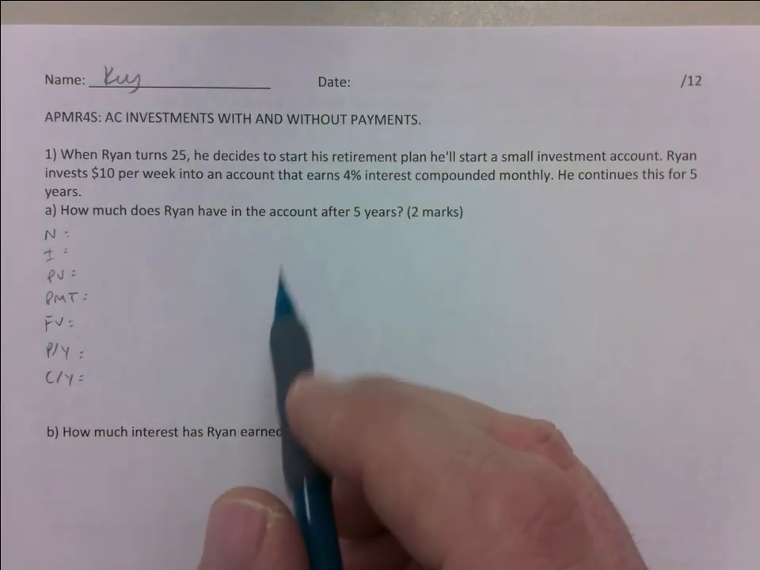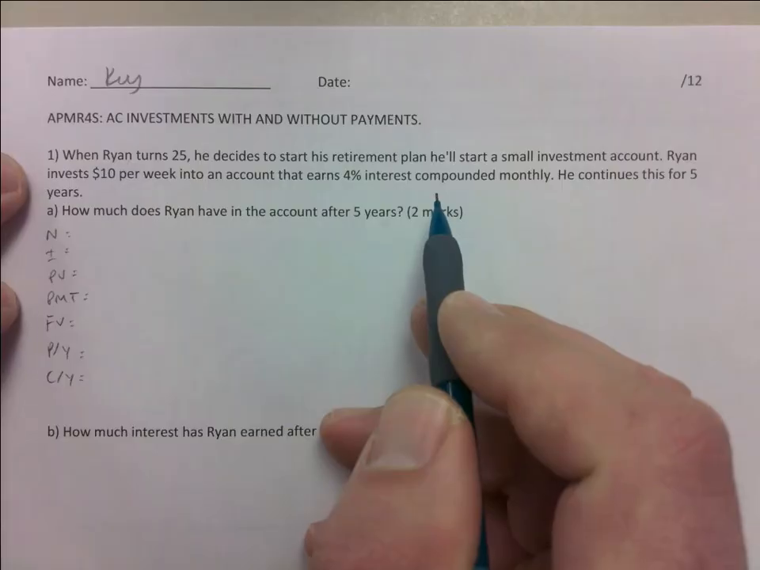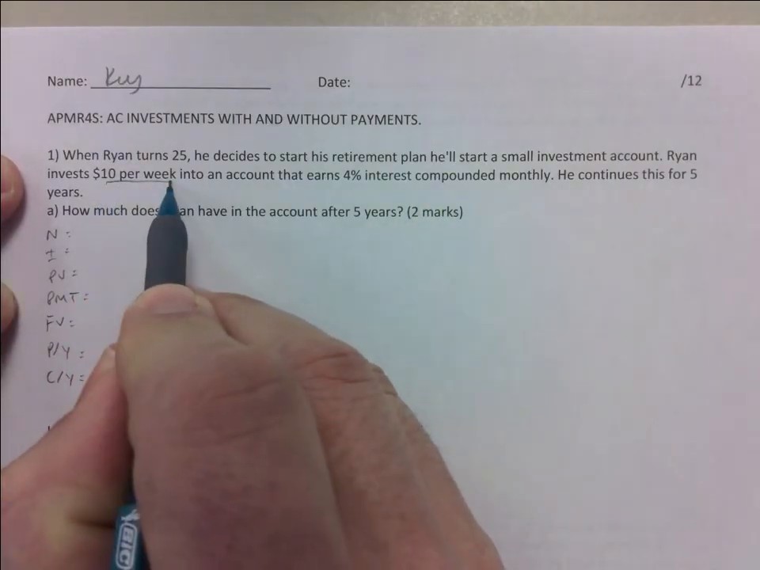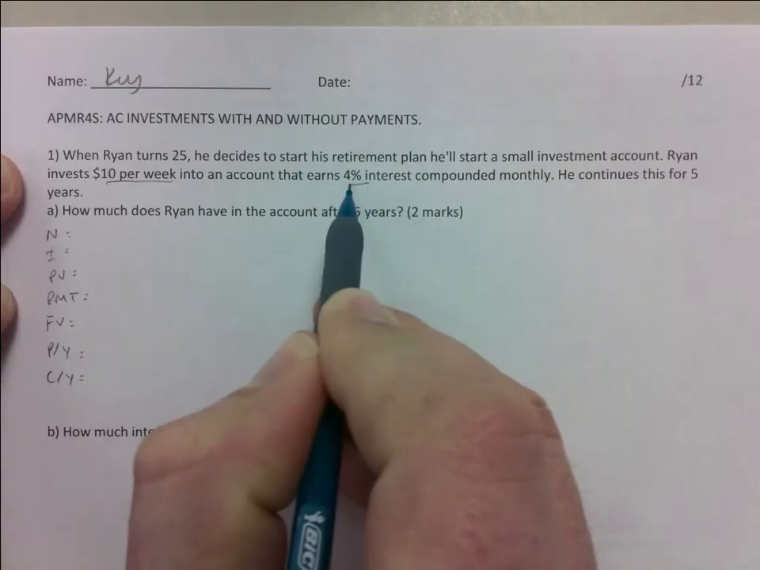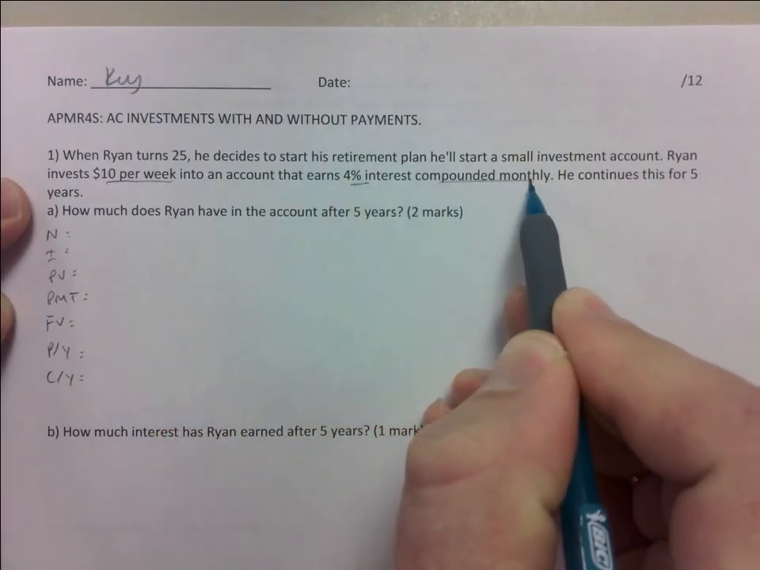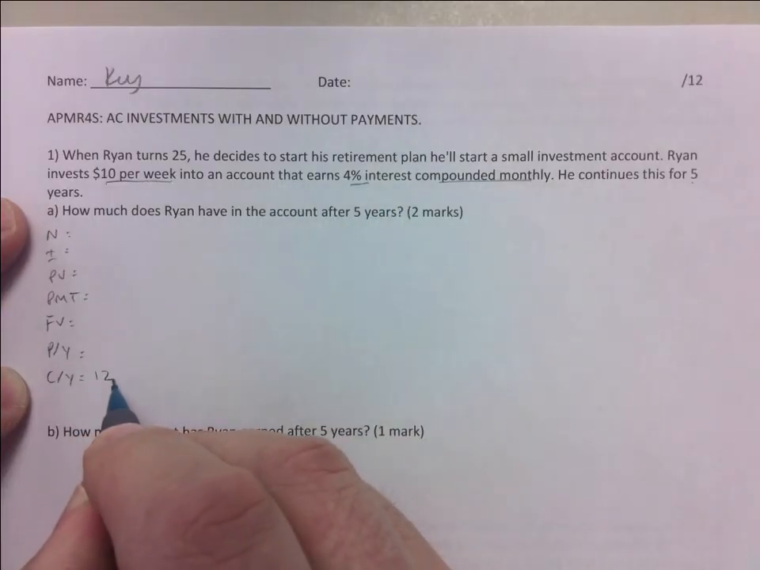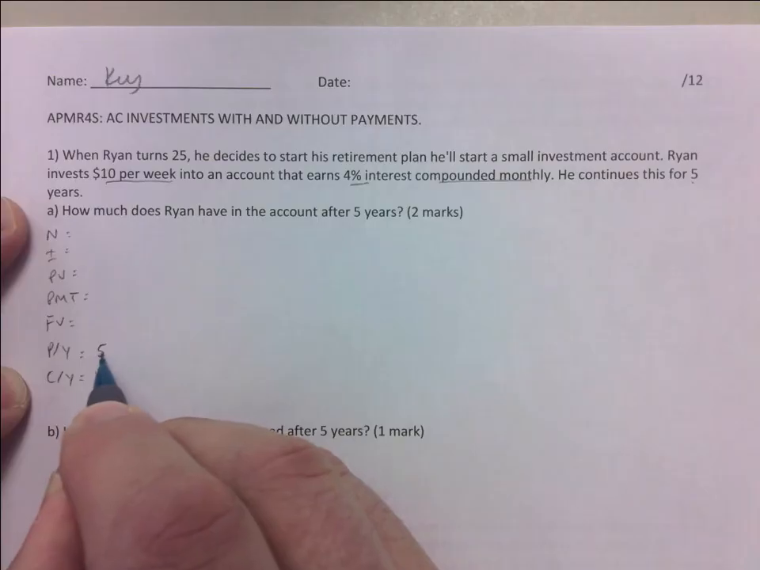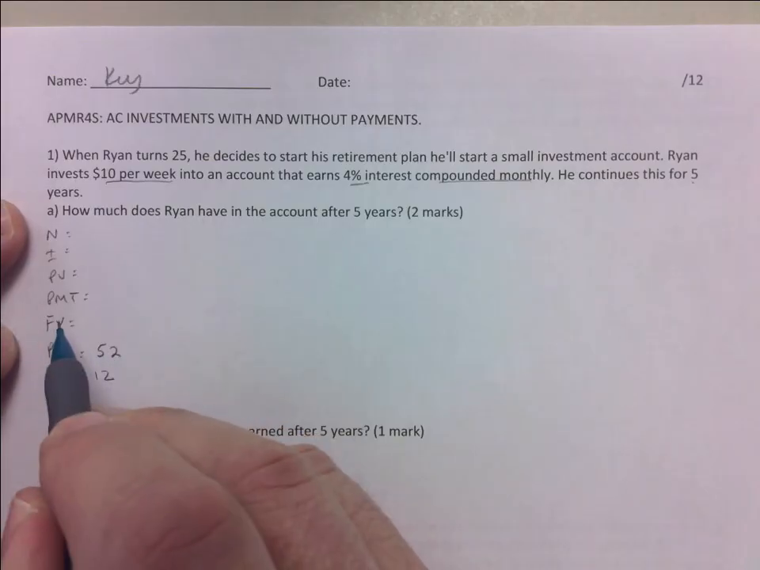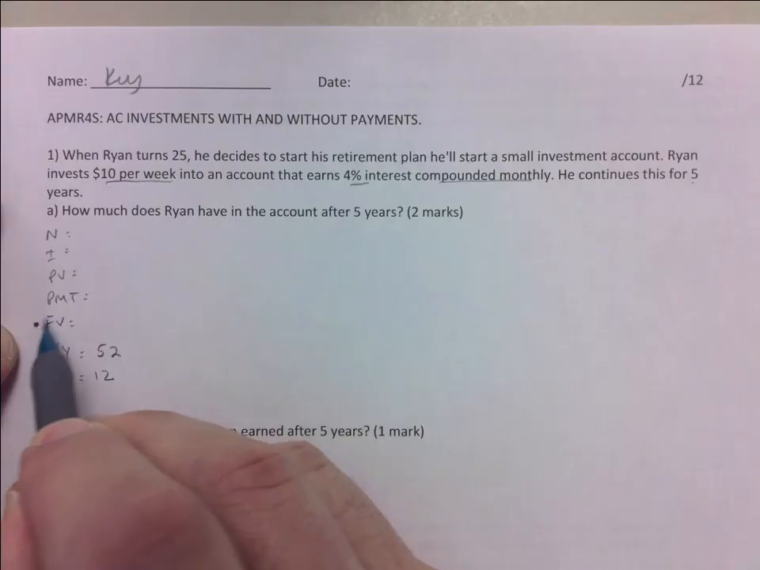When Ryan turns 25, he decides to start a retirement, and he invests $10 per week at 4% compounded monthly, and continues this for 5 years. So compounded monthly, I'm going to start here. We're making weekly deposits, so PY is 52. We're asking for future value.